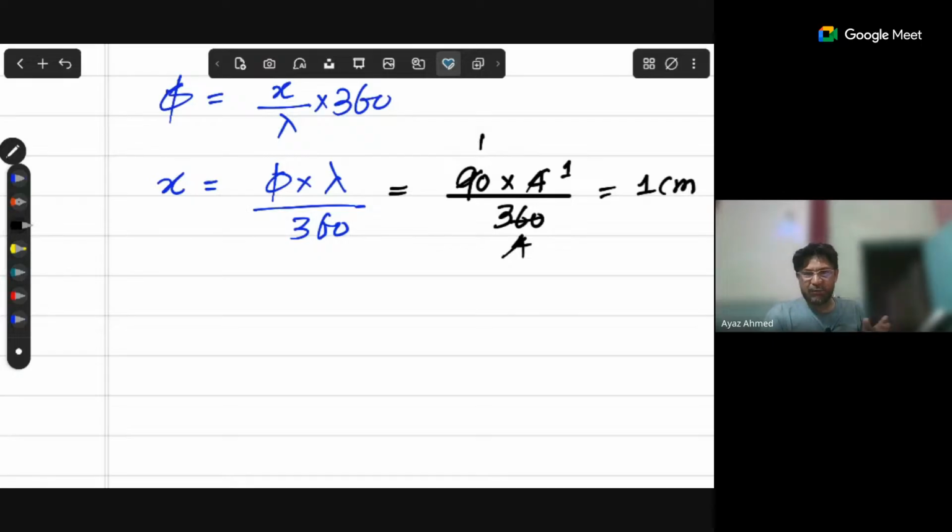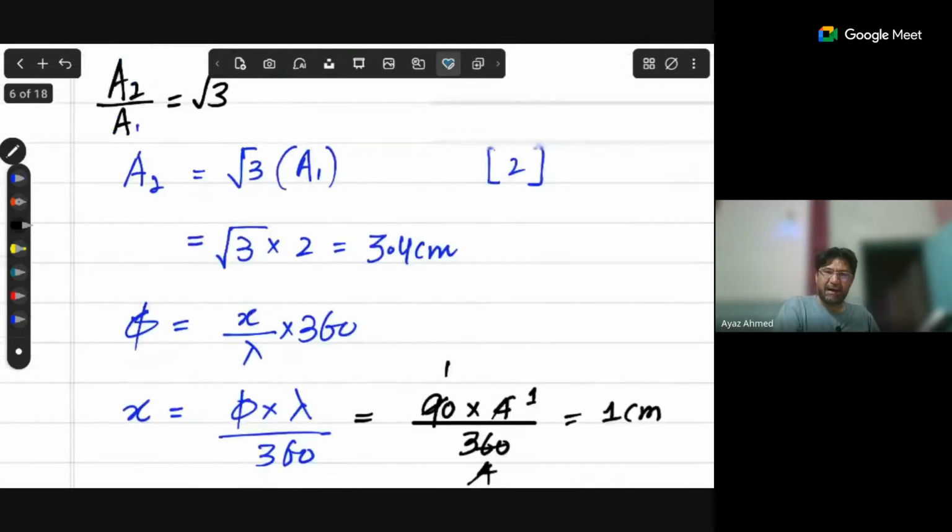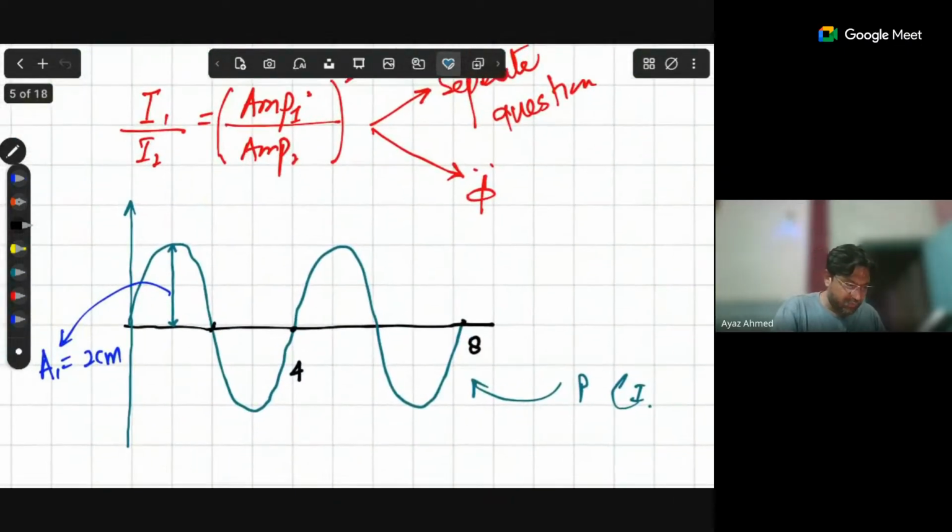Both waves are apart by how much? 1 centimeter from each other. So your choice is that either wave R is starting 1 centimeter left or right, it does not matter, but it would remain the same throughout. So I'm going to draw that 1 centimeter is this 1 square. If I say that this wave has started right from here, this will be the behavior of this wave.